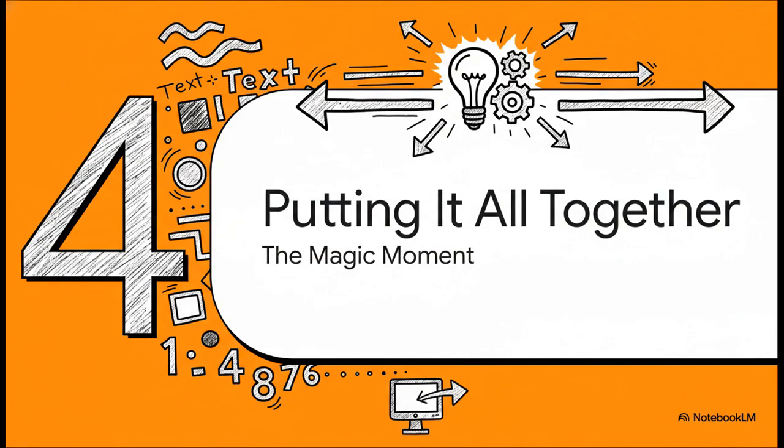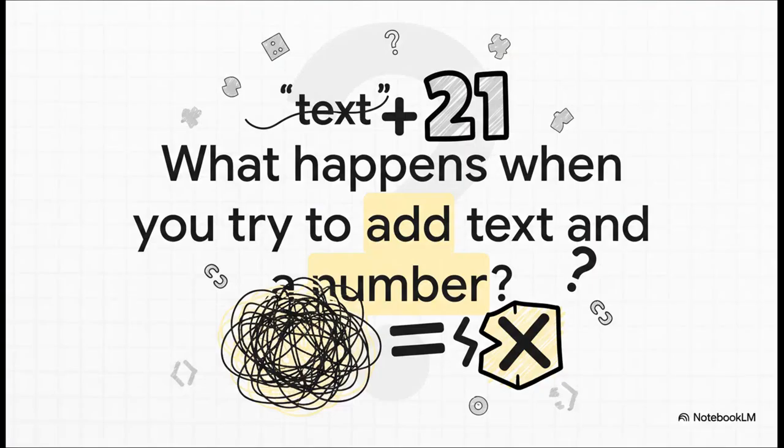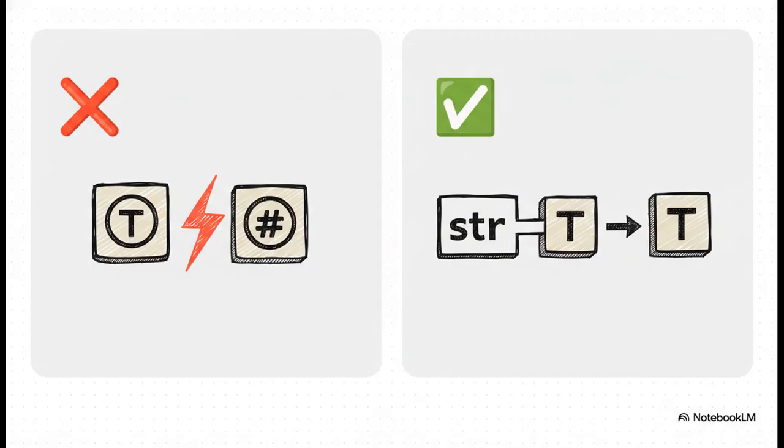Okay, this is the magic moment. We've talked about storing text, and we've talked about storing numbers. Now we're going to put it all together. We're going to see how we can combine them to create really meaningful, dynamic messages. But this brings up a really important question, one that trips up pretty much every single person when they're starting out. What do you think happens if you try to use that plus sign to add a piece of text, like "age," to a number, like 21? Right? You get an error, specifically something called a type error. Python just gets confused because it doesn't know how to mathematically add a word to a number.